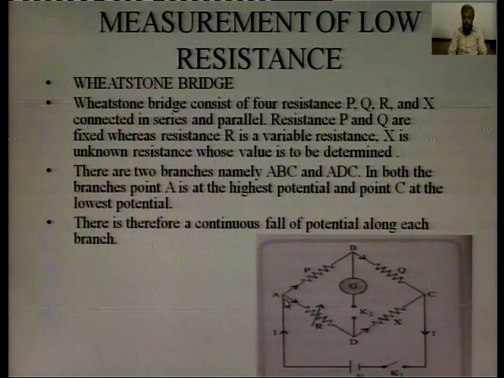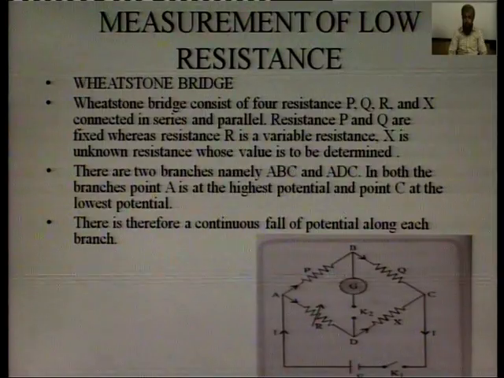Here point A is at higher potential, point C is at lower potential, and the potentials at points B and D are kept the same by varying the value of resistance R and keeping the values of resistors P and Q the same. If we keep P and Q the same and vary the resistor R to such an extent that the galvanometer shows zero deflection, then points B and D will be at the same potential. The Wheatstone bridge consists of four resistances P, Q, R, and X connected in series and parallel.